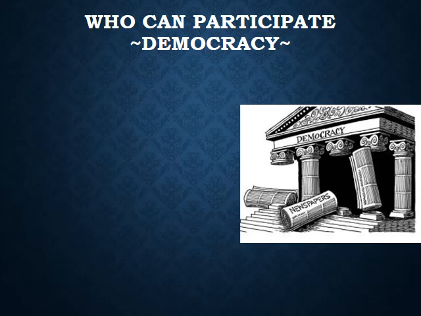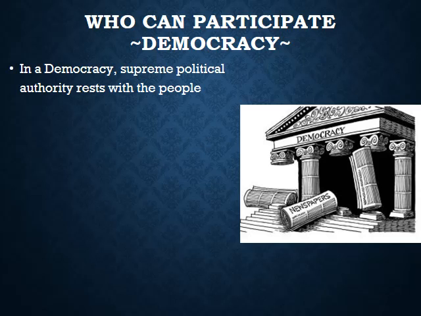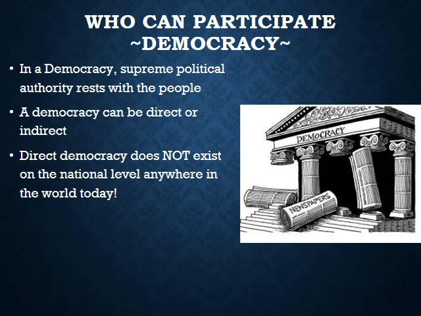All right, so let's go back through about democracy. Who can participate in democracy? Ultimately, the people have all the authority in a democracy. Democracy can be two ways, direct or indirect. Remember last time we were talking about direct democracy is when everybody participates, like in Athens, Greece, or indirect democracy or representative democracy, like in the Roman Republic.